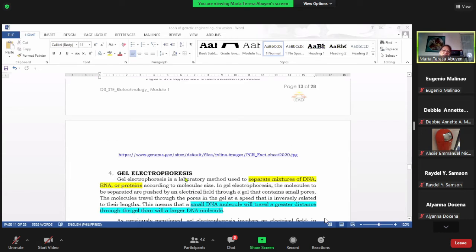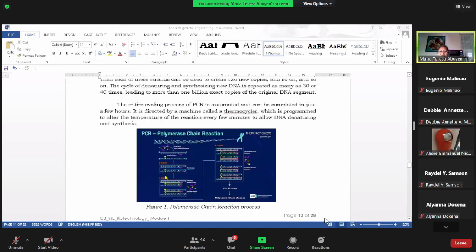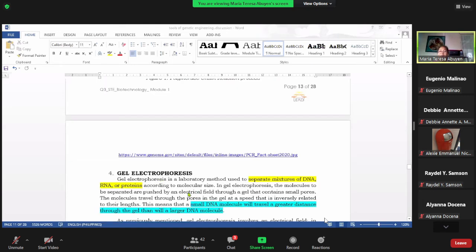Okay, so another tool is gel electrophoresis. These are already machines, the PCR and the gel electrophoresis, unlike the substances found inside the cell, like the restriction enzymes, the polymerases, and the vectors. Now, the gel electrophoresis is used to separate the DNA fragments, or the RNA fragments.